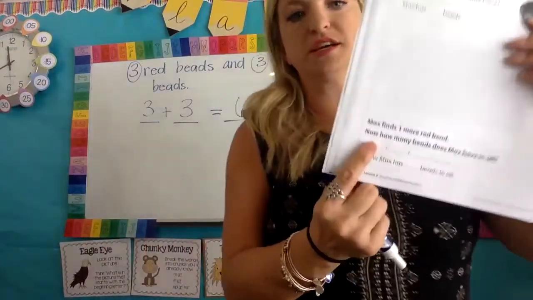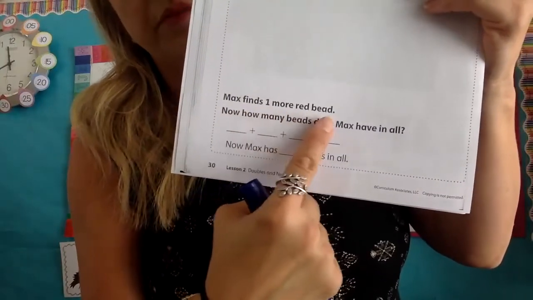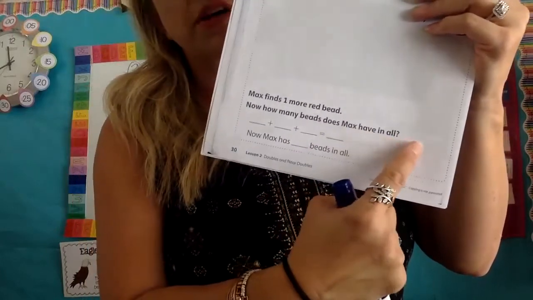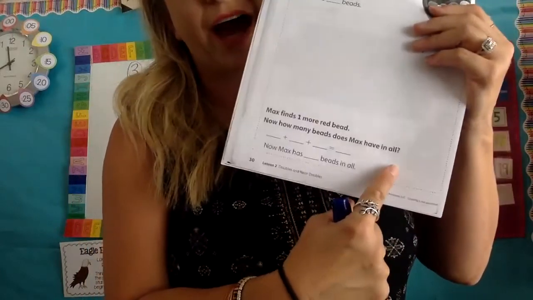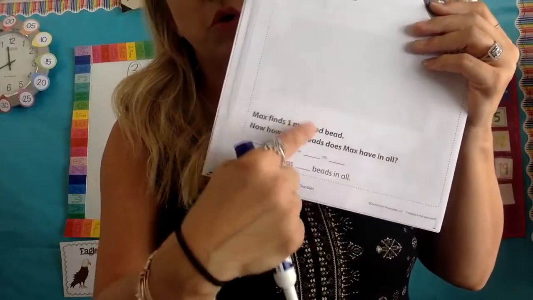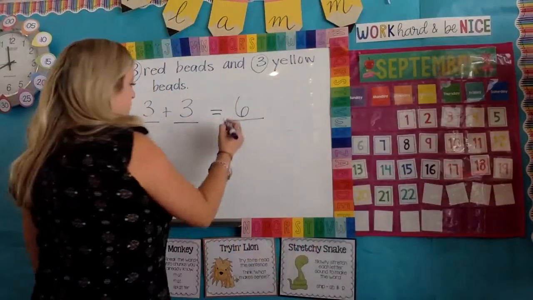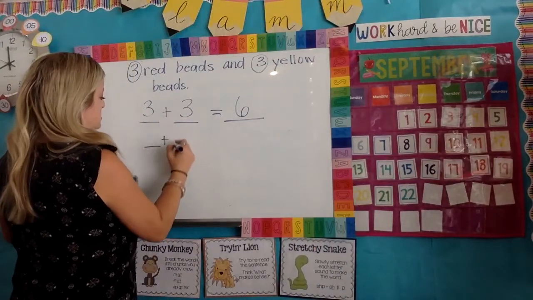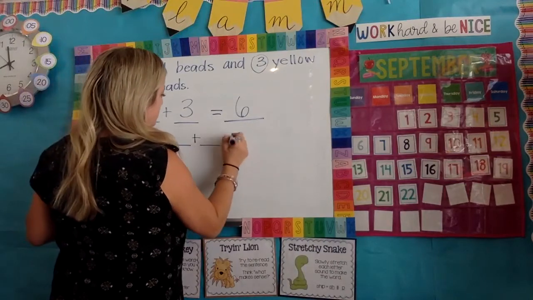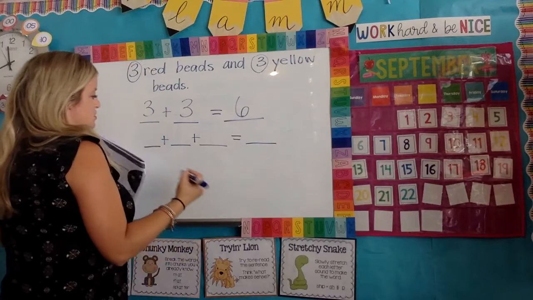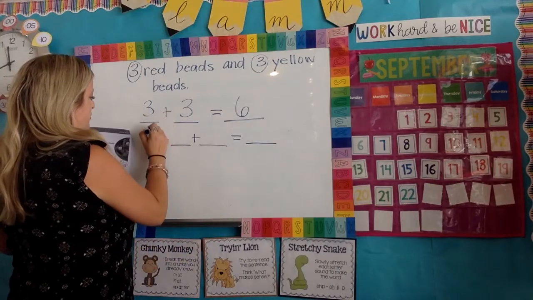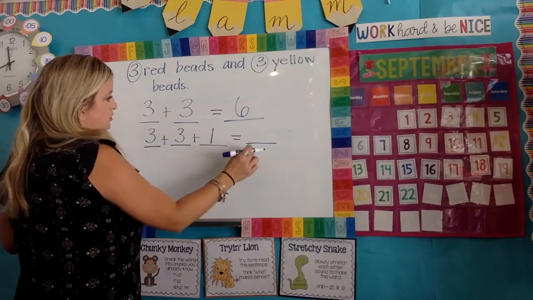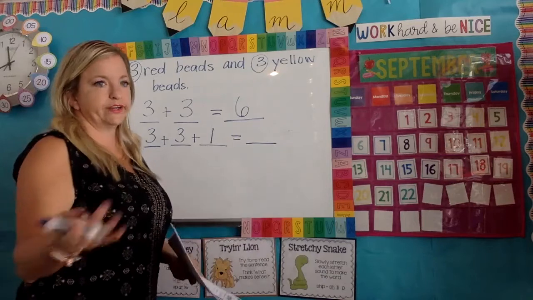Uh-oh, down at the bottom it says, Max finds 1 more red bead. Now how many beads does Max have in all? Put a box around in all. That's a word clue that we're adding. Okay, circle the number 1. So now we're doing blank plus blank plus blank equals blank. So we're going to fill in those. They're going to drop down. 3 plus 3 plus 1 more bead equals, I don't know.